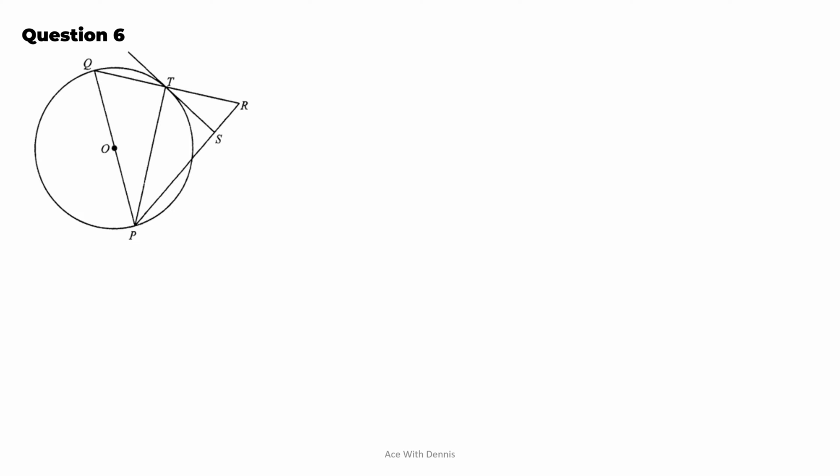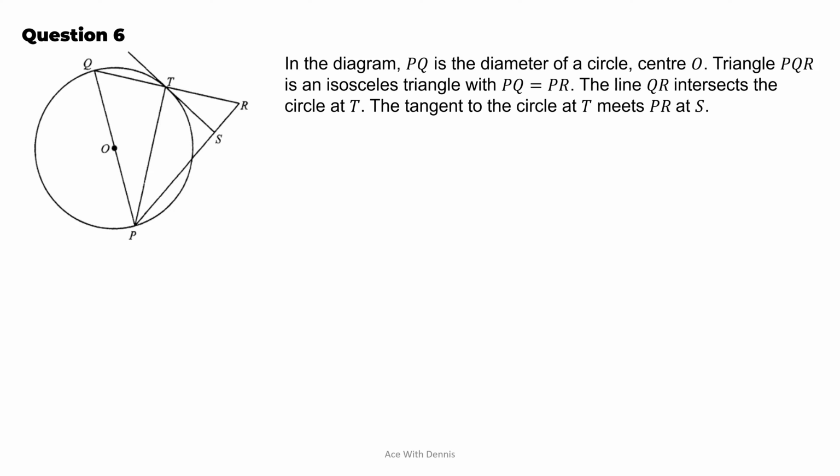Question 6. Given this diagram. In the diagram, PQ is the diameter of a circle with center O. Triangle PQR is an isosceles triangle with PQ equals PR. The line QR intersects the circle at T. The tangent to the circle at T meets PR at S. 1. Show that angle TSR equals 90 degrees. 5 marks.